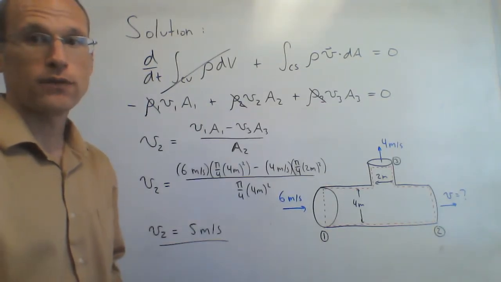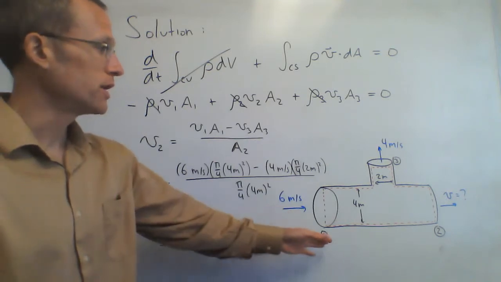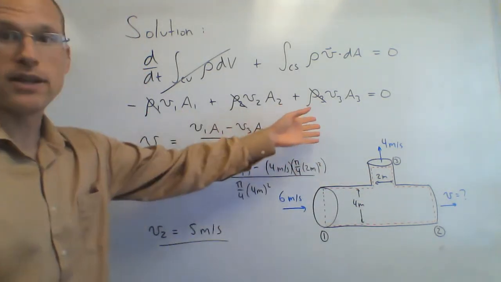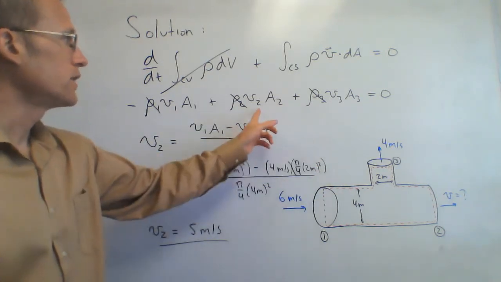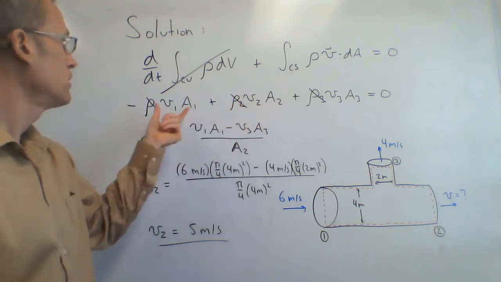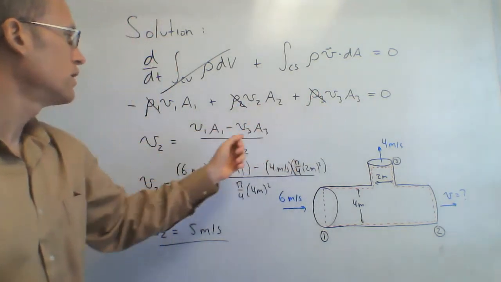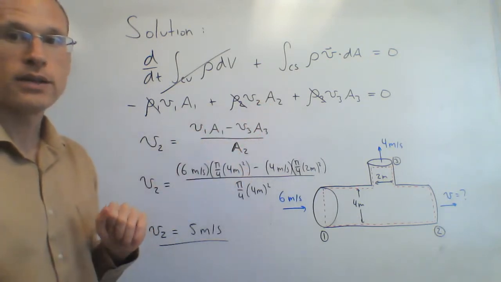Then I also know that the fluid's incompressible. Incompressible means my density is not changing: density at 1 equals density at 2 equals density at 3. So these densities I can just divide out, and they all go away. And then I want to solve for my velocity V2. So solving for V2, I move V1 A1 to the other side, V3 A3 to the other side, so V2 equals V1 A1 minus V3 A3, then divide by A2.